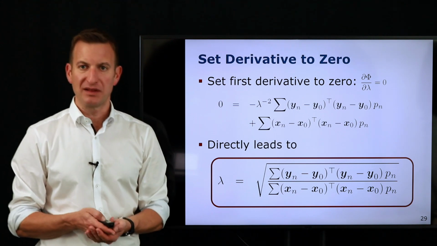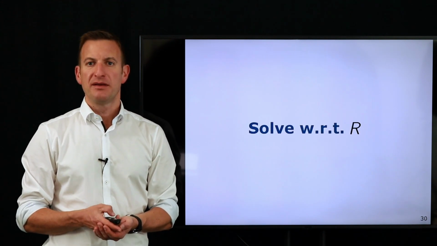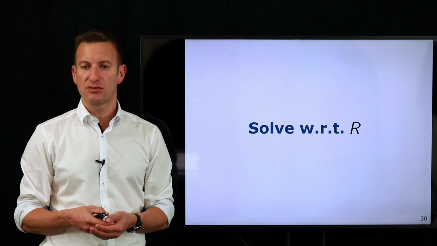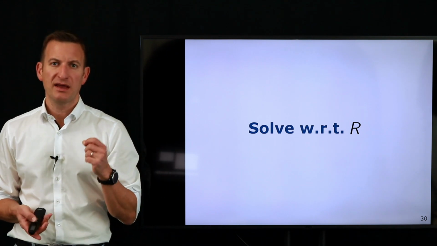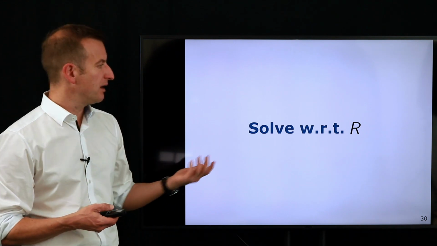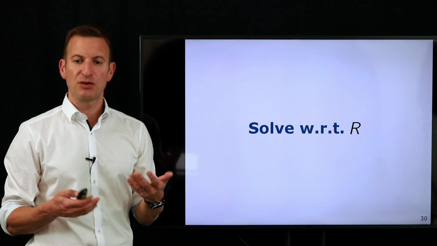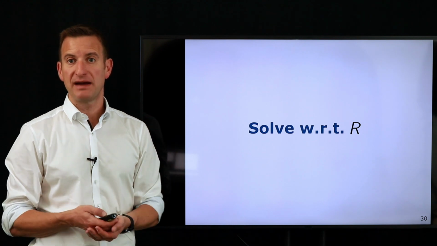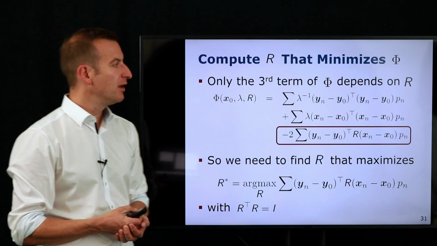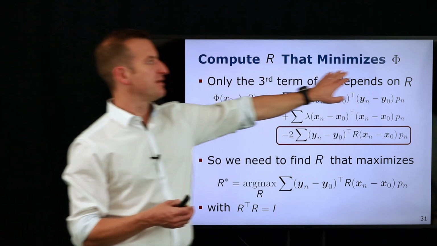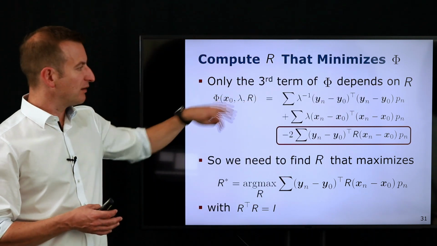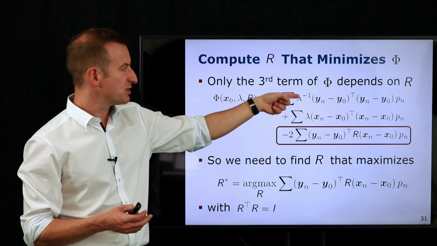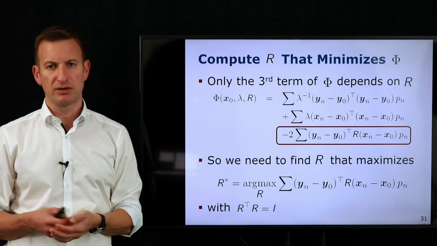So let's come to the last parameter that we need to determine: the rotation matrix. So how to obtain the rotation matrix? Here we take a slightly different approach. We want to find the optimal rotation parameter that minimizes my objective function. And now let's have a look at this objective function. We can actually see that the first two expressions over here don't depend on R at all.